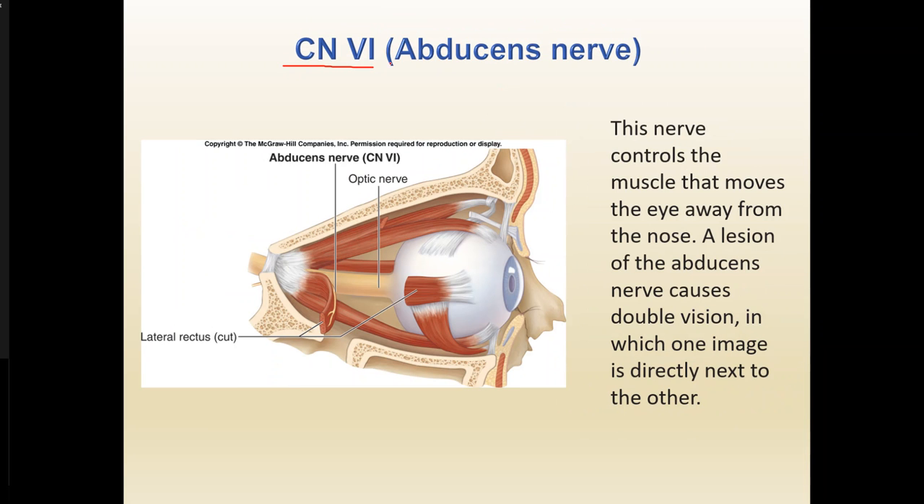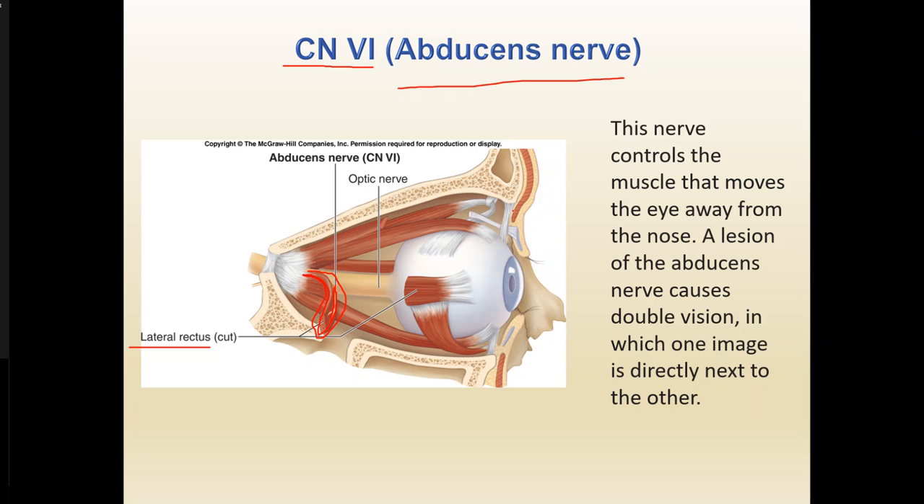Then there is the CN6, which is your abducens nerve, shown here. Okay, this little one over here. And this controls the muscle that moves the eye away from the nose. Okay, there is so much control of the eye. So many of these nerves, if you pay attention, are dedicated specifically to the movement of the eye. Okay, so this is your abducens nerve. It controls specifically this muscle, which has been cut here.